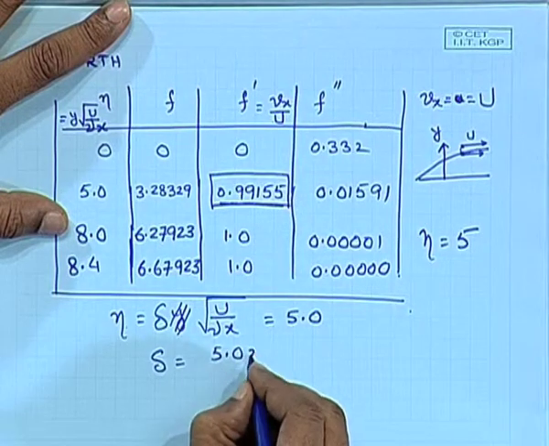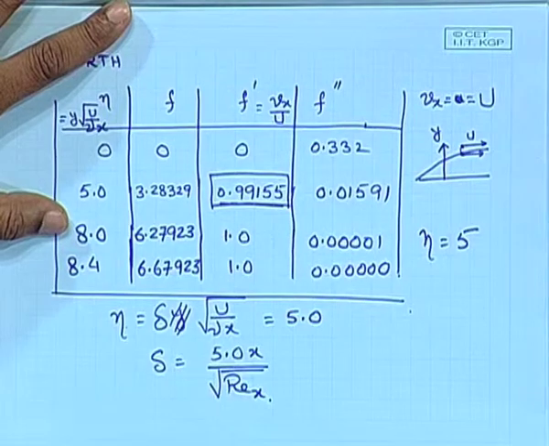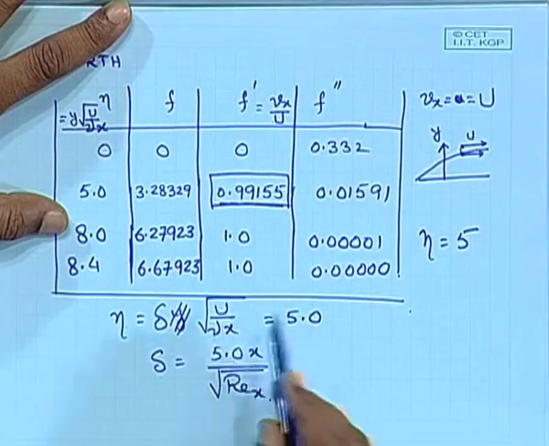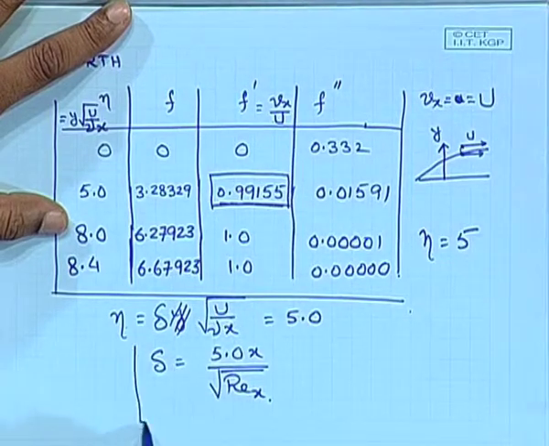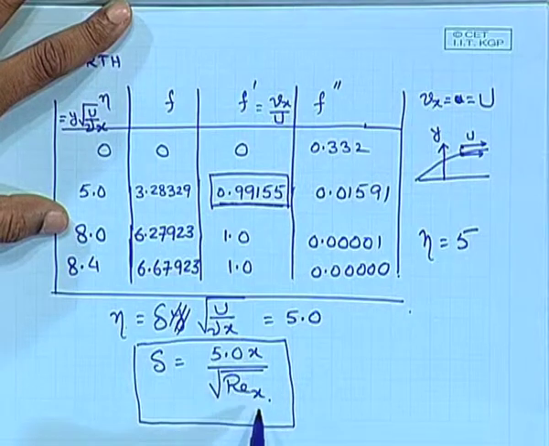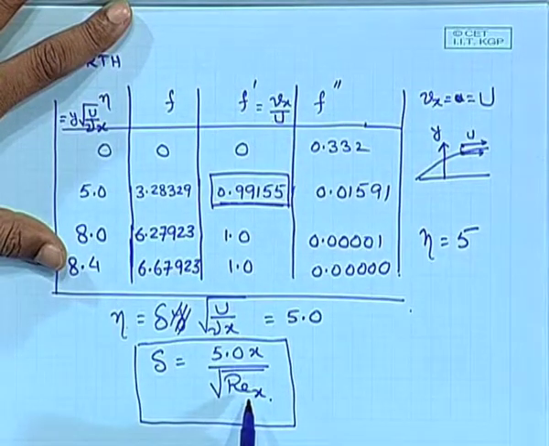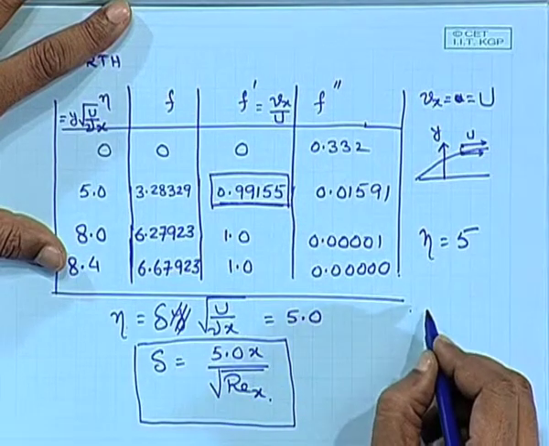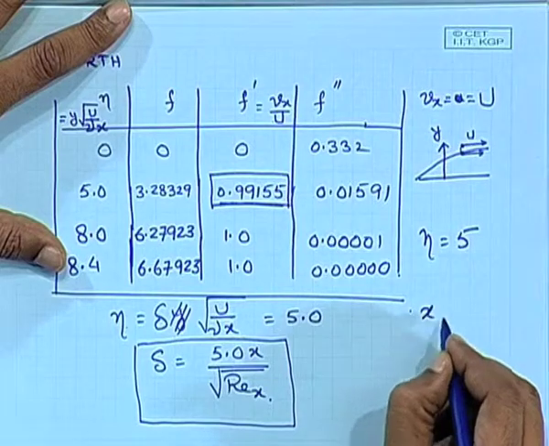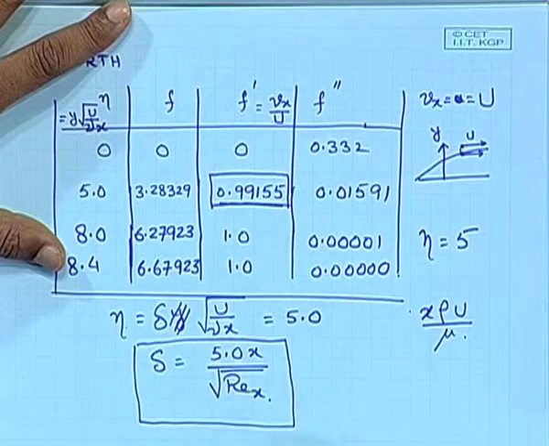5.0 x by root over Re x. Just a bit of mathematical rearrangement, and the expression for delta is 5.0 x by root over Re x, where Re x is the Reynolds number, and it is defined as, how do we define it, vD rho by mu? So, x rho u by mu.